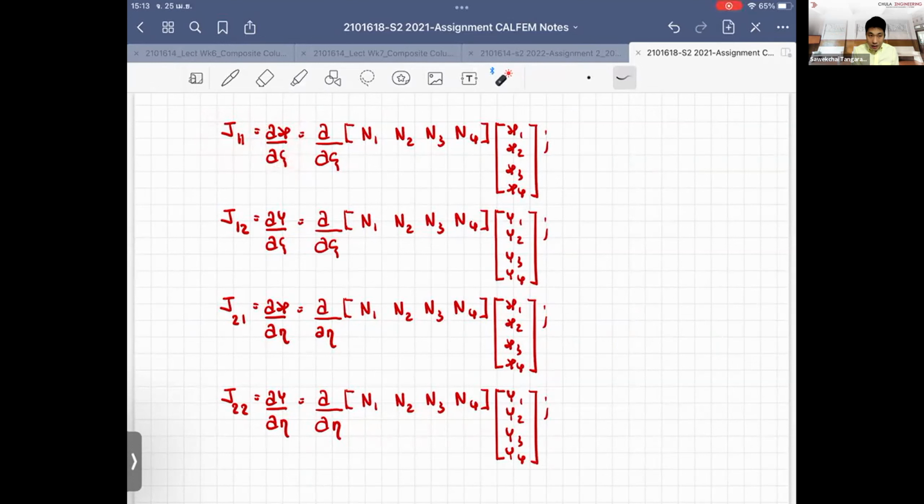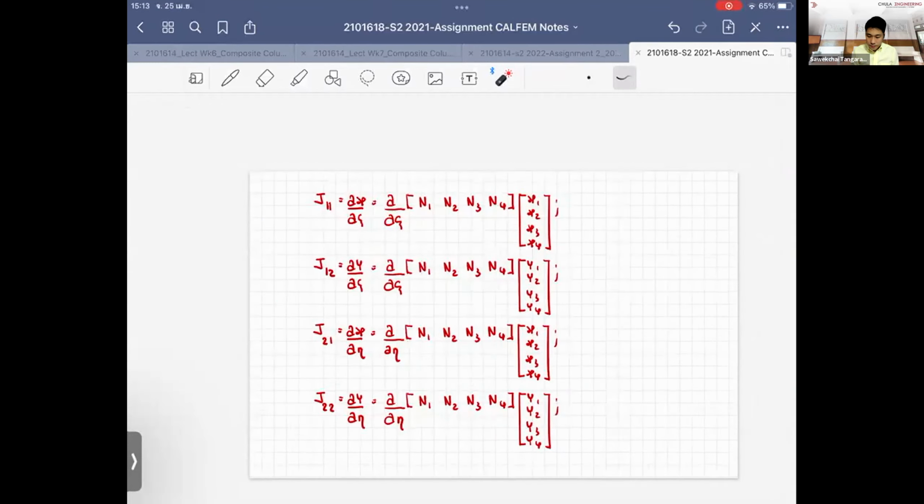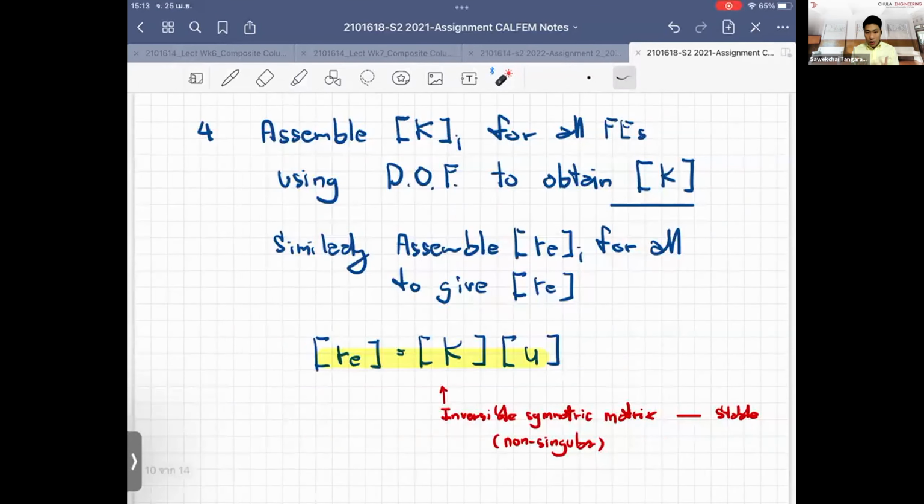And we define the real coordinate in terms of the shape function, and this is the coordinate of the nodes that we've used, and we represent them. So we carry on to this.